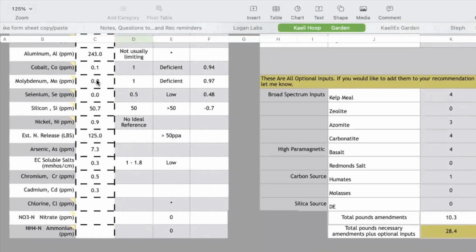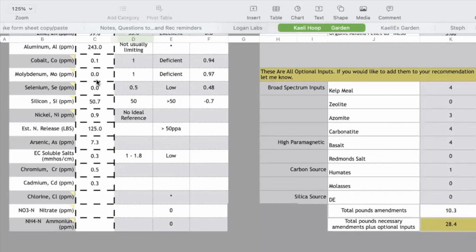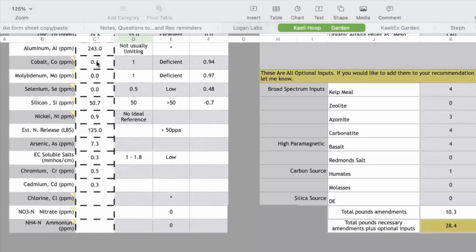But I will say that using a well-formulated foliar as a foliar is going to be so much more efficient, economical and time efficient. And so utilizing a pump sprayer and applying that to your plants directly onto the leaf surface. And I'll go through all the ins and outs of how to do that.